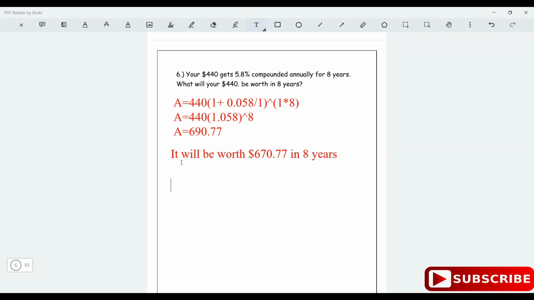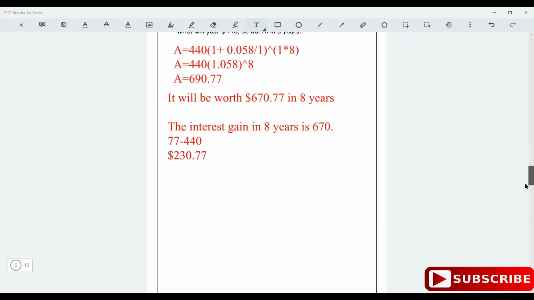So what does that mean? It means that the interest gained in 8 years is 670.77 minus 440. And so the interest that you would gain is 670.77 minus 440, which is $230.77. Nice and easy. So, next question.